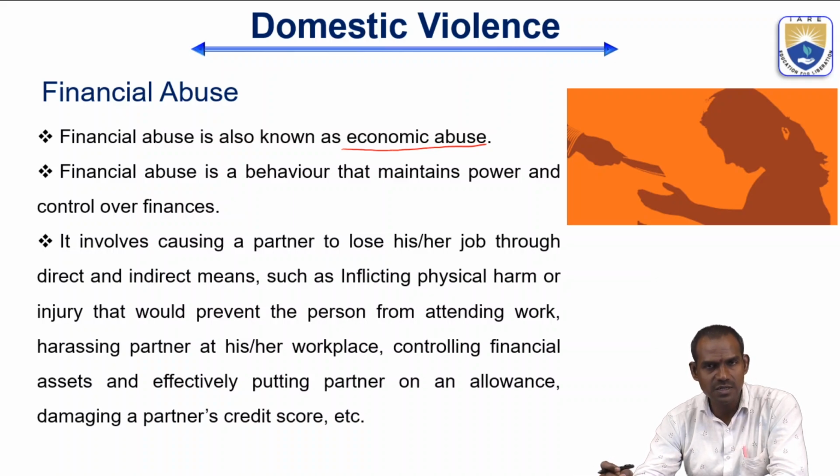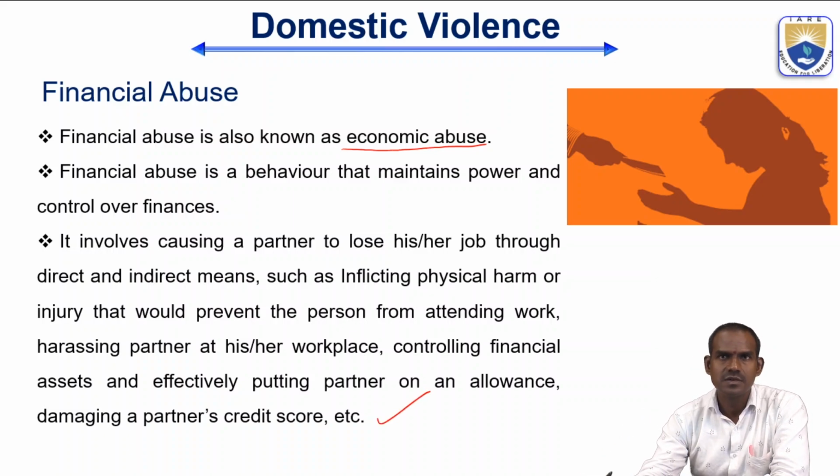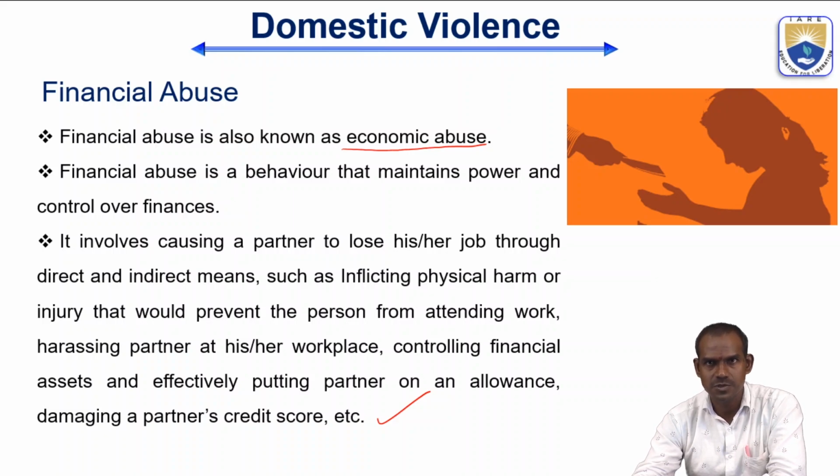And harassing the partner at his or her workplace, controlling financial assets and effectively putting the partner on an allowance. As I said, involving them in unauthenticated financially related investments, as a result they will be financially down. And damaging a partner's credit score knowingly. So these all come under the activities of financial abuse.